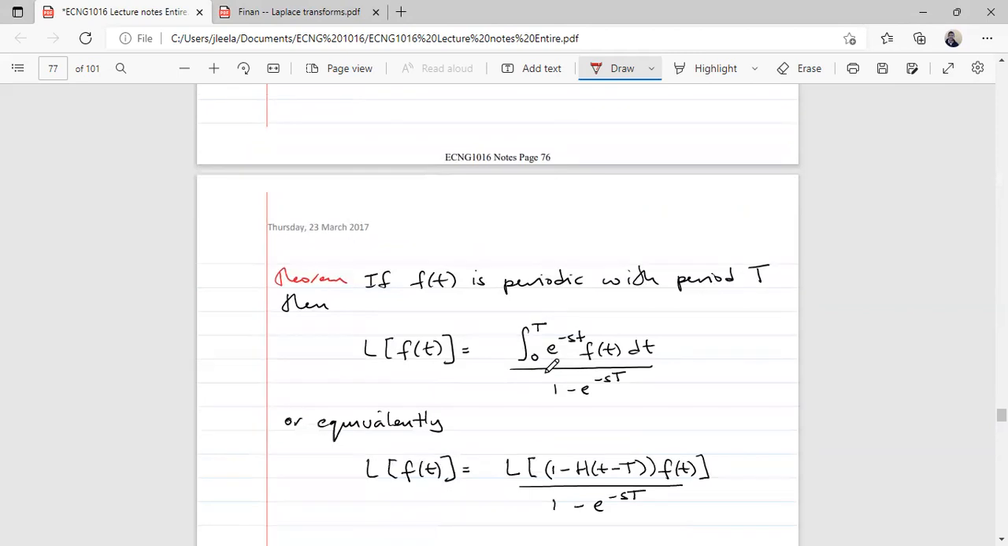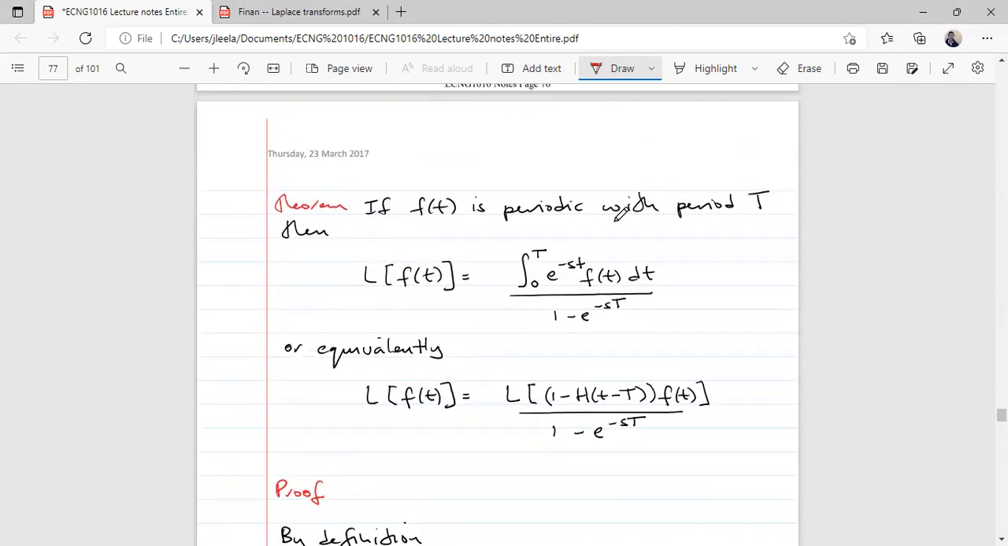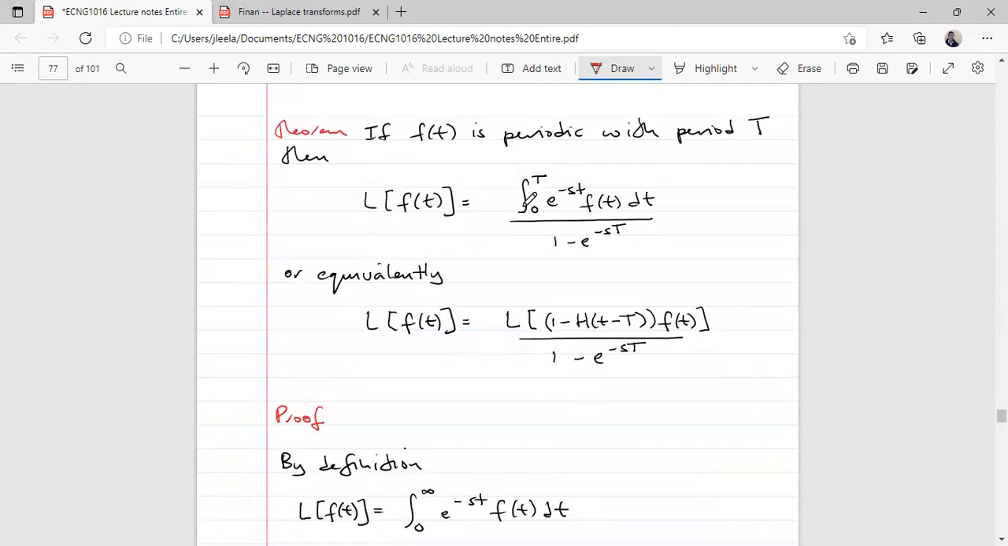So now we come to a very important theorem. If f(t) is periodic with period T, then the Laplace of f(t) is equal to the integral between 0 and the period T of e to the minus st f(t) dt, divided by 1 minus e to the minus sT, where capital T is the period. This is equivalent to the Laplace of [1 minus the Heaviside of t minus the period] times f(t), over 1 minus e to the minus sT. So the part on top is the Laplace of 1 minus the Heaviside of t minus the period, multiplied by f(t).